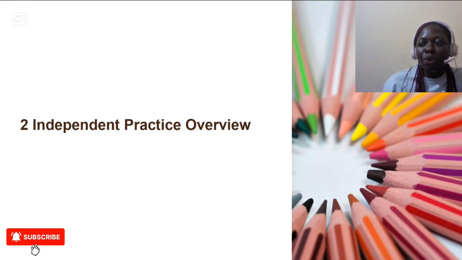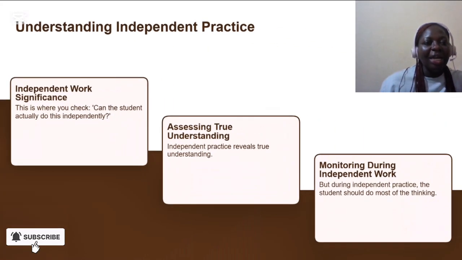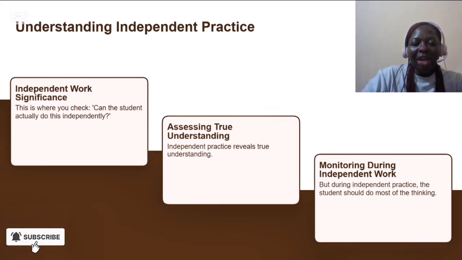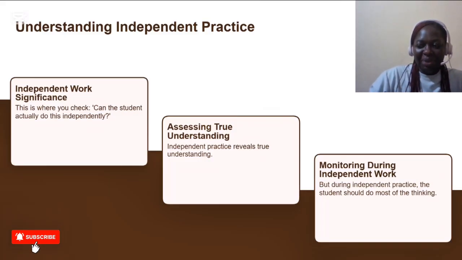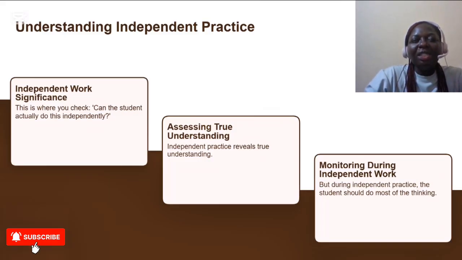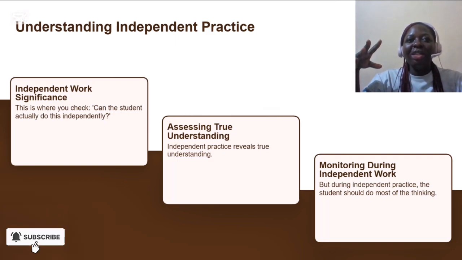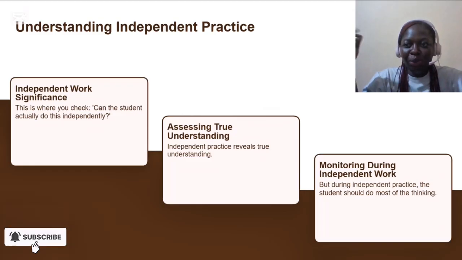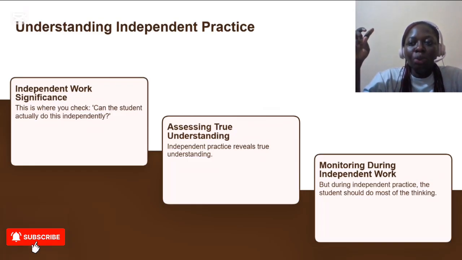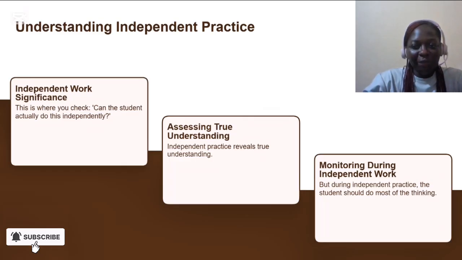Okay, now let's go to independent practice. Independent practice is where the child works alone. As the name implies, independence. This is where you know whether the child understood what you taught or not. This is where you know whether you did a good job teaching the child or not. If a child is not able to do a task independently on their own, know that you have not taught. Know that the child did not understand it.